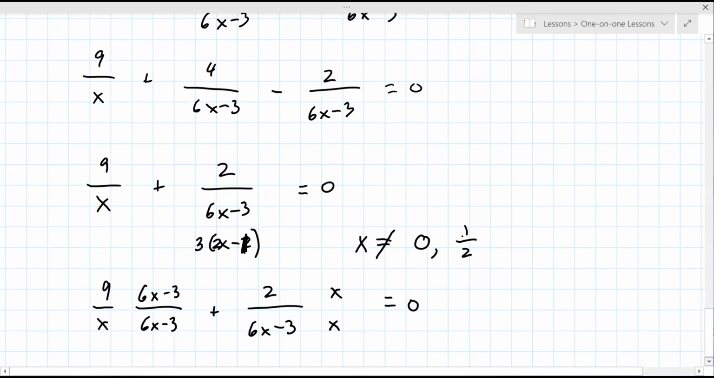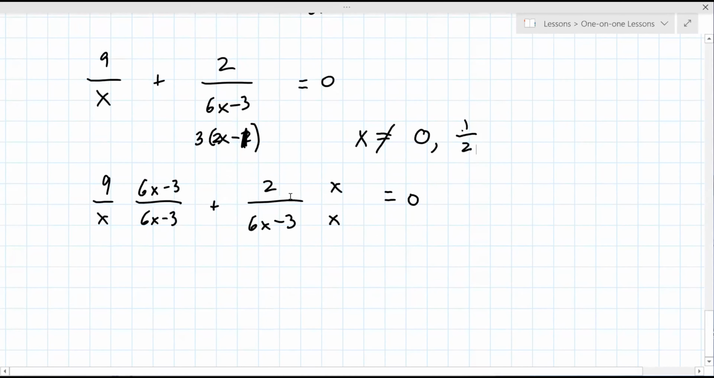Okay, so back to where we were. We now can only focus on the numerator if we want. So the right side is like 0 over 1. I mean, you could multiply it by whatever, it's just going to become 0. So let's go: 9 times 6x minus 3 plus 2 times x equals 0. Go ahead and solve that and see what you come up with.